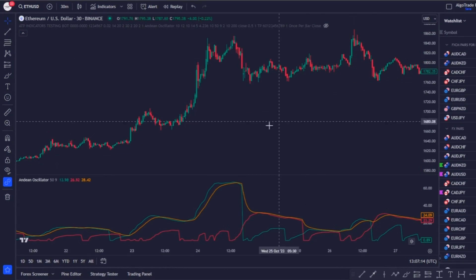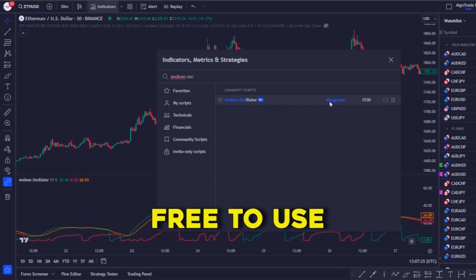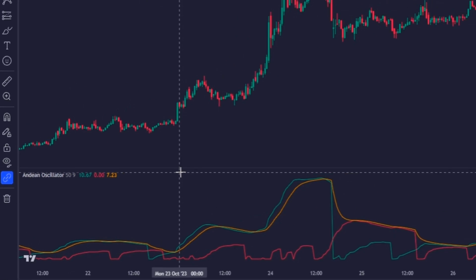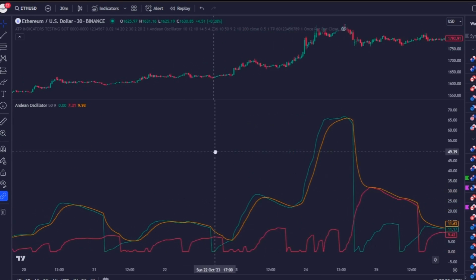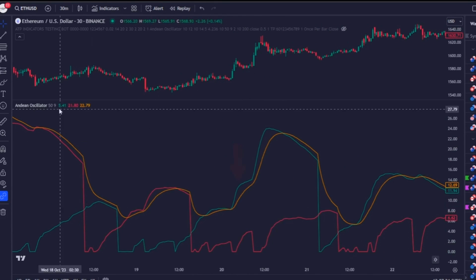So before the backtests, I will quickly present you the Andean Oscillator, which all of you can use by clicking on the Indicators tab and searching for it. As I told you, this indicator is free to use. The Andean Oscillator is an indicator that can read price movements on the market and define if it is mainly on an uptrend or on a downtrend.